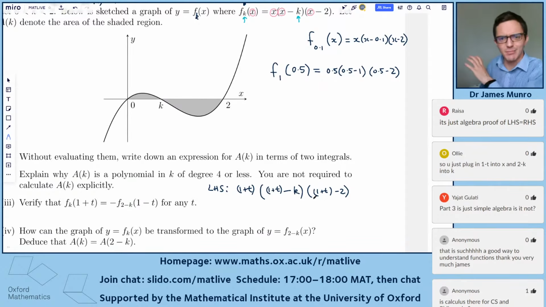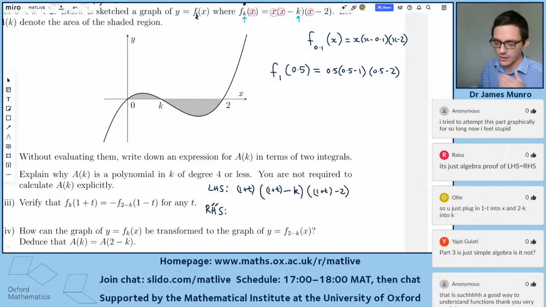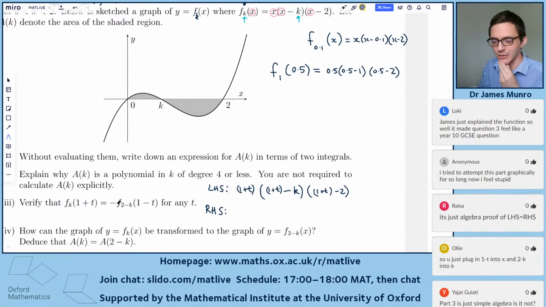Okay, I could go and multiply this out. That's a lot of work. I'll do that if I need to. I'd like to think about the right-hand side. The right-hand side is obviously worse. So the right-hand side is obviously terrible. It's got, let's not panic, it's got a minus sign out the front. We're going to remember the minus sign. It's got a 1 minus t inside.